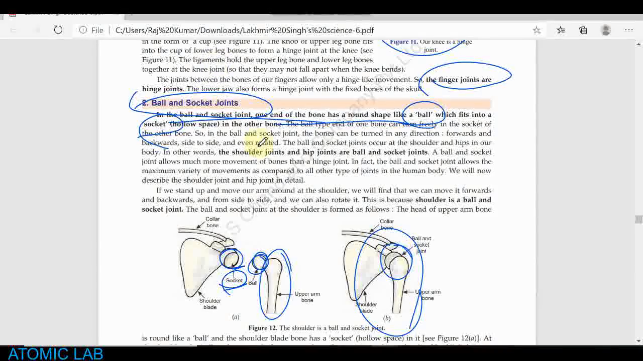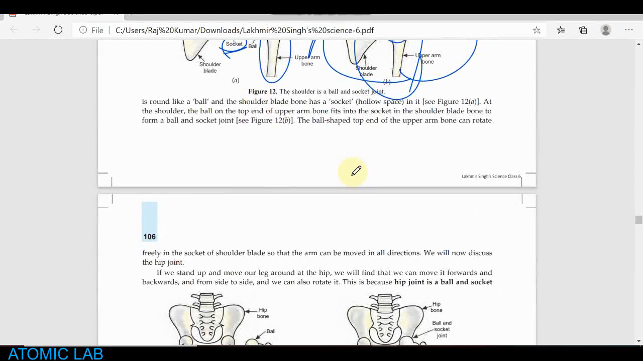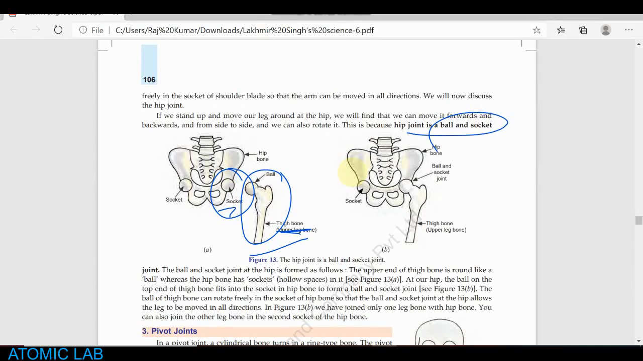We know that our hand can be moved in the backward direction as well as in the front direction. So our shoulders allow movement in a circular path. I think you got the meaning of it, and it is present in our legs as well. Our thigh is generally attached by a ball and socket joint.